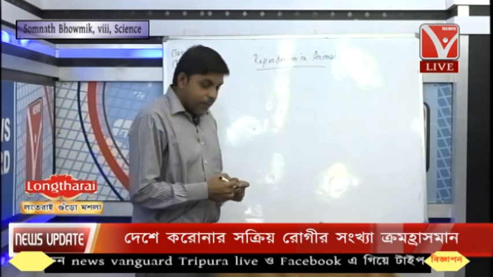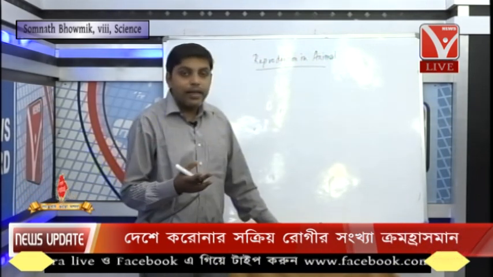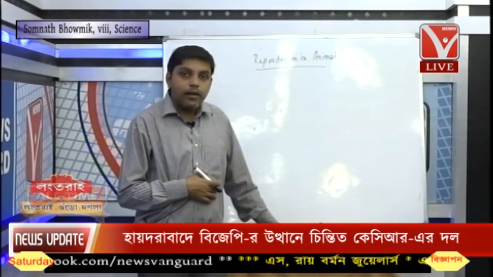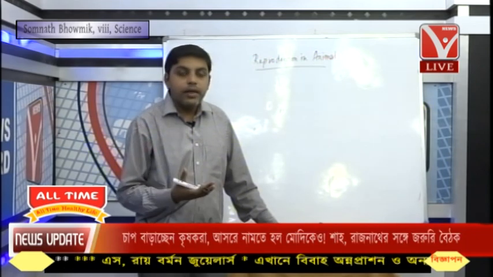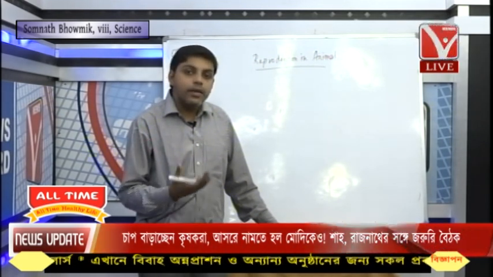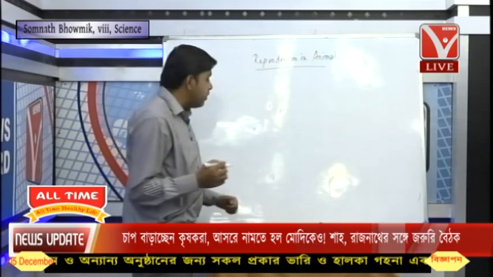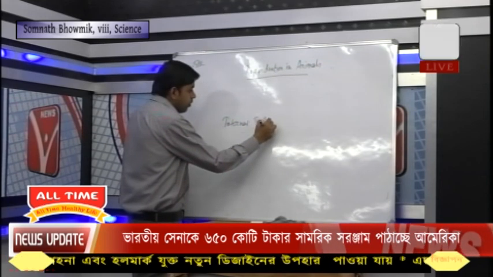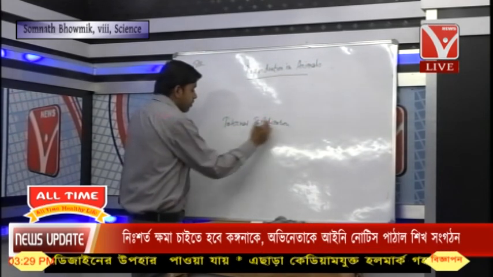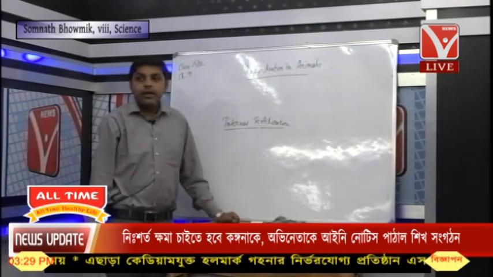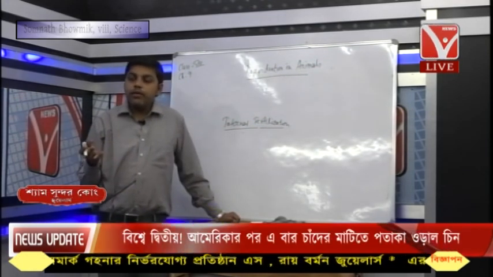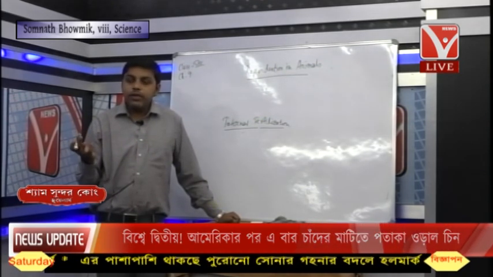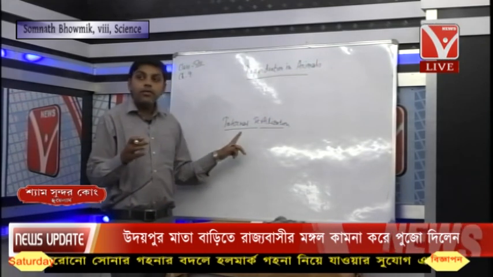So we can see that in case of humans, the fertilization takes place within the human body. This kind of fertilization is known as internal fertilization. As in this case, the male sperm, or the male gamete, fertilizes the female gamete, or the female ovum, within the body. So this is called internal fertilization.